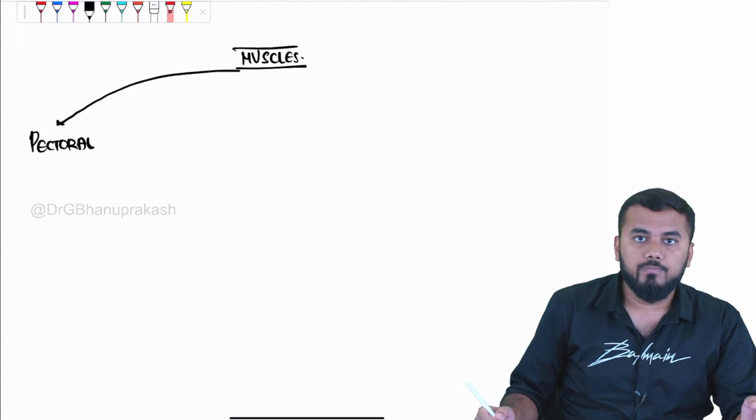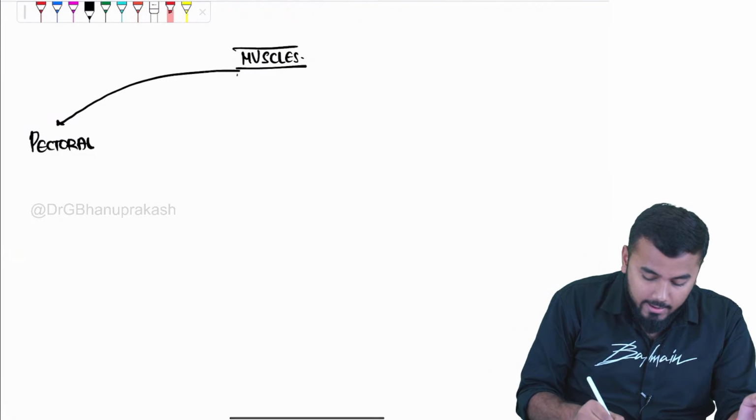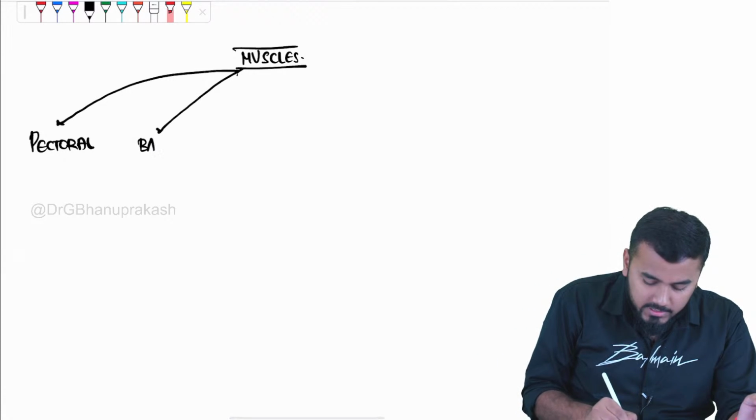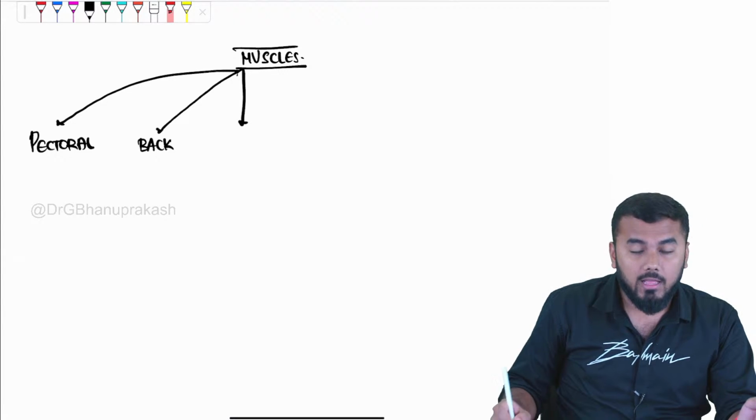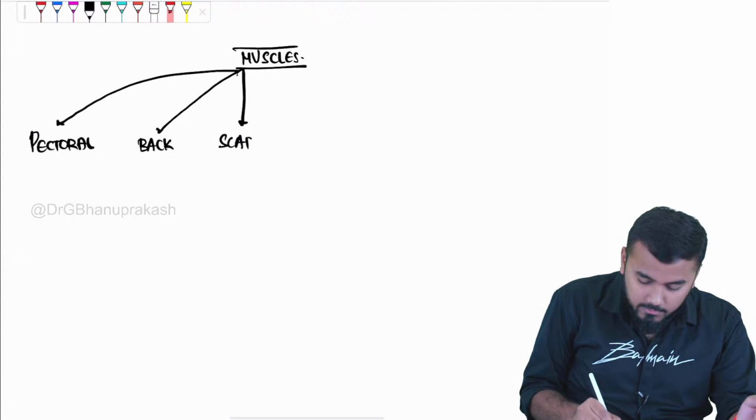Pectoral muscles. Some muscles are located in the back. These are called back muscles. Some muscles are located on the scapula. These are called scapular muscles.